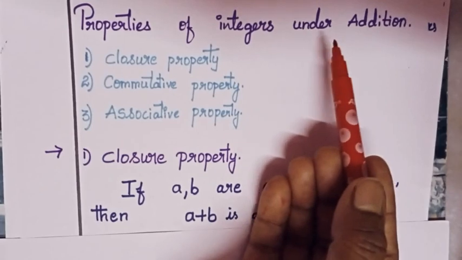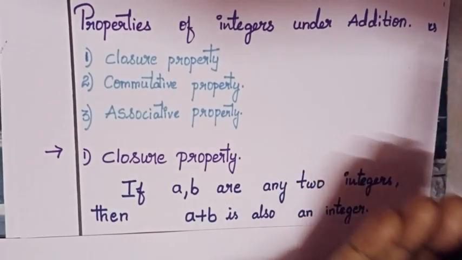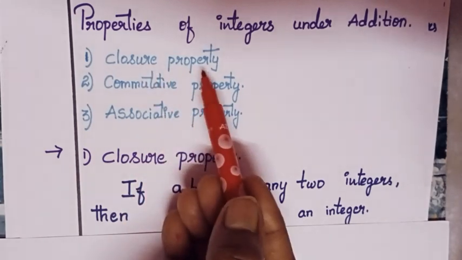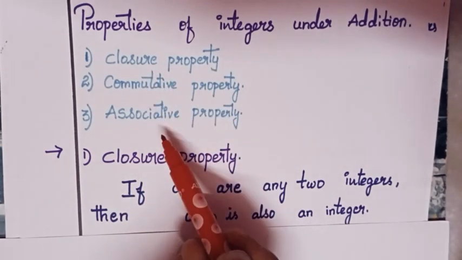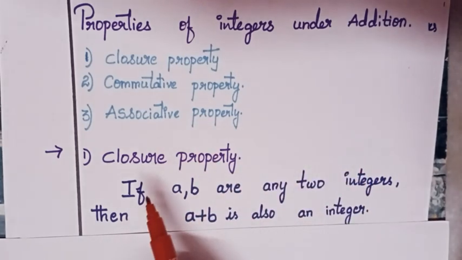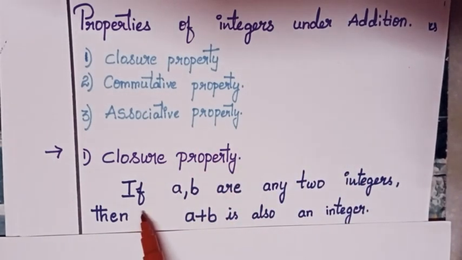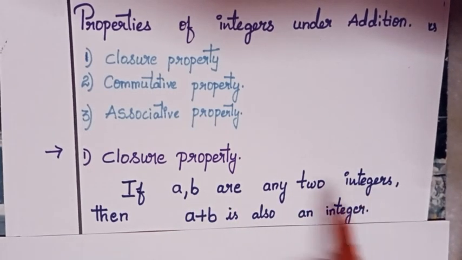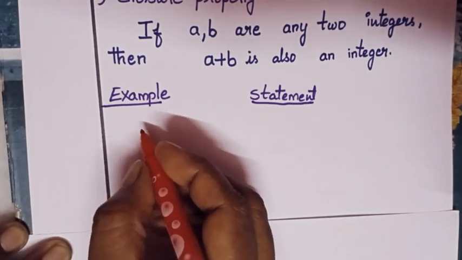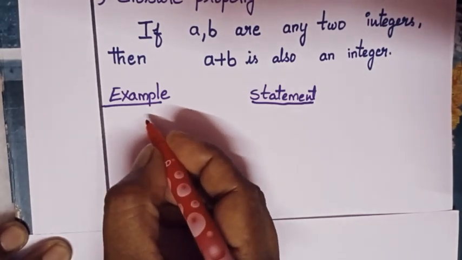Properties of integers under addition. In this chapter, we are going to learn about closure property, commutative property, associative property. Now under addition, children, first, closure property. If a, b are any two integers, then a plus b is also an integer. Let us take some examples for closure property, children.